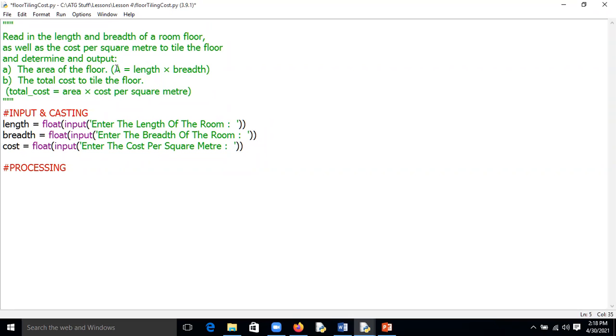And how do you work out area? Length times breadth. So firstly, let's go and work out the area. The area would equal to length times breadth. And then I need total cost. So we're going to go with total cost is assigned. Now remember, it's the cost per square meter times the area that we calculated.